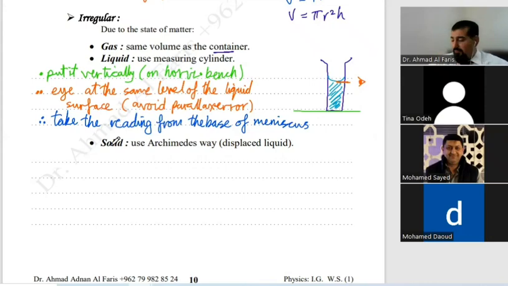Excellent, Tina, thank you. So this is how we can find the volume of any irregular solid object, by the displacement method. One of the methods uses something called a Eureka can. It has an opening like this, and they fill it with what?